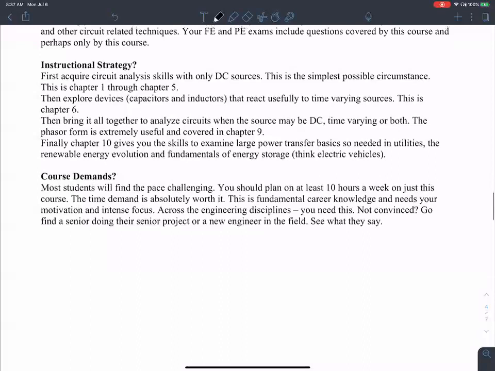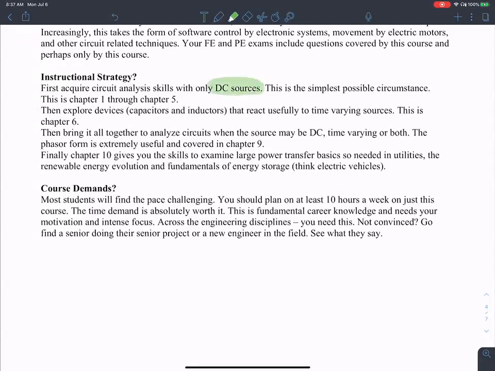Okay, first we acquire circuit analysis skills with only DC sources, okay? With DC sources that provide constant voltage or constant current. In chapter 9, like I mentioned, we look at sinusoidal time-varying sources, where the signal is not a constant, but a time-varying signal, okay? So in chapter 10, we bring it all together and we examine power, okay? We examine maximum power transfer basics, and so on, okay? In chapter 6, we look at capacitors and inductors as well, okay?